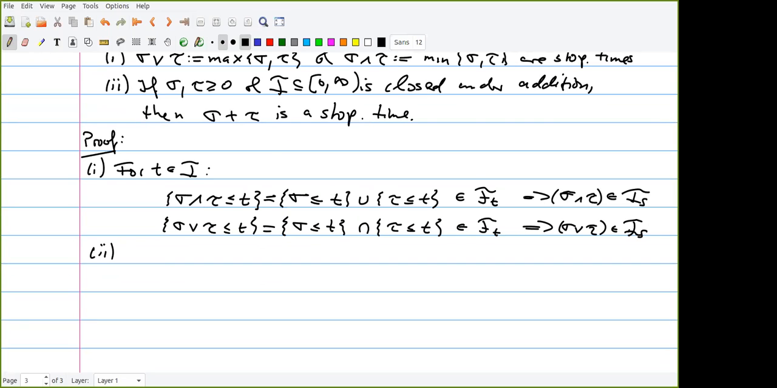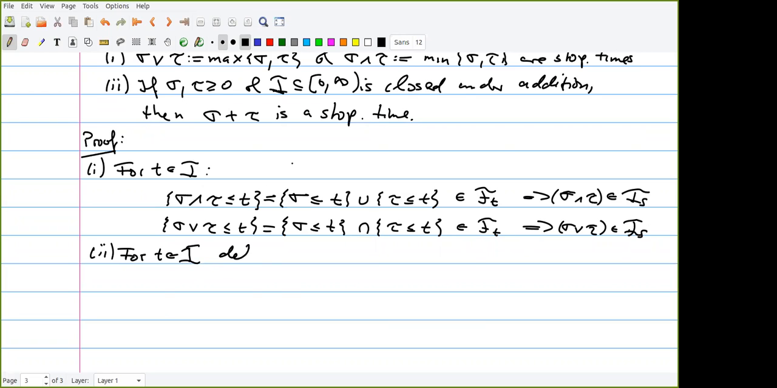And now we want to understand why the sum, under the condition that we have non-negative stopping times, and the set is stable under addition, right? Because if this is not stable under addition, then this is of course not well defined. So the sum of sigma and tau is not a stopping time because it's not well defined. But this is what we excluded by definition.